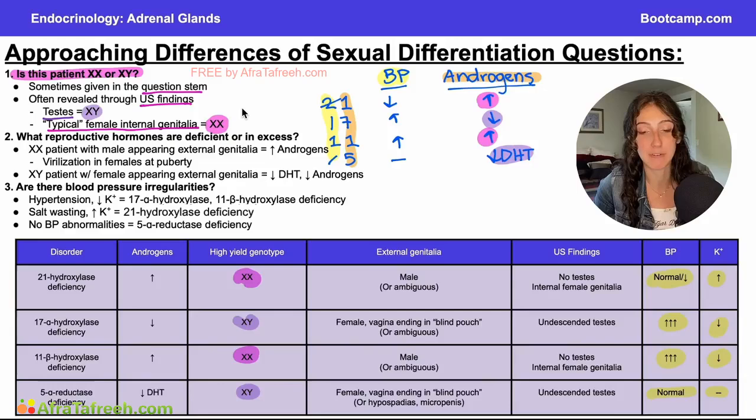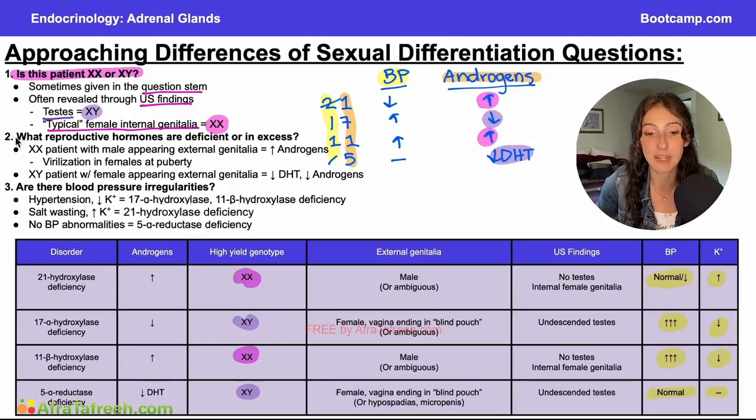Of course, there are exceptions to every rule, but for the purposes of step 1 and differences of sexual differentiation questions, this is a very reasonable assumption to make and a great place to start analyzing the question. Once you have determined the karyotype of this individual, the next question you should ask yourself is what reproductive hormones are deficient or in excess.